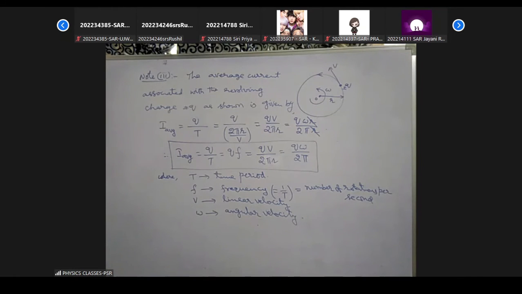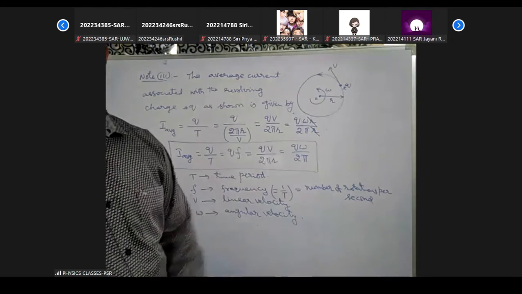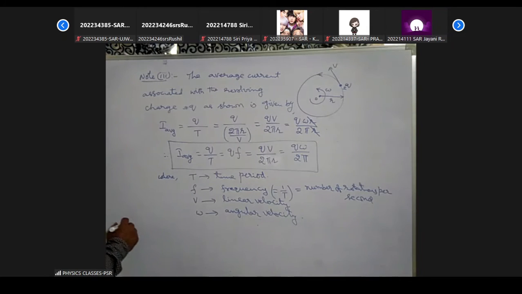Instead of charge Q, if an electron is revolving in the nth orbit around a nucleus, then what is the current associated with the revolving electron? Same formula. Instead of Q, we write e. That's all. Okay, note down note 4.